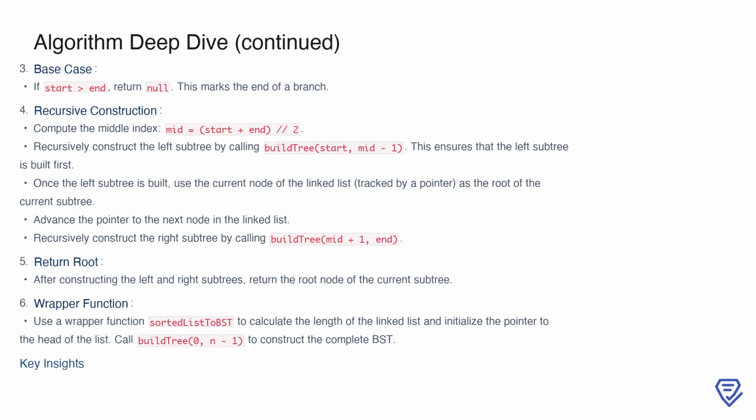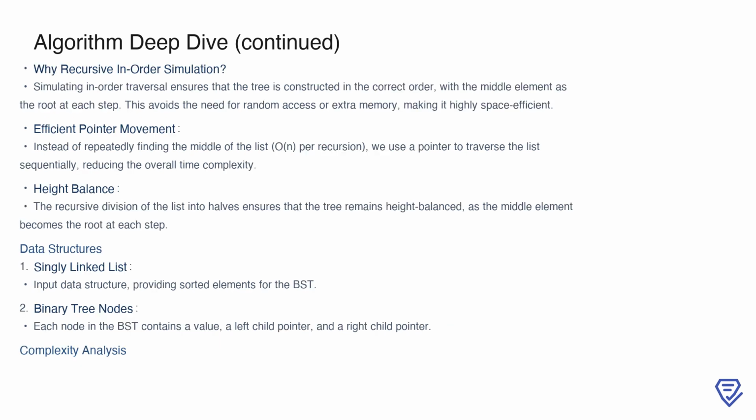To tie everything together, we use a wrapper function, sortedListToBST, which calculates the length of the linked list, initializes the pointer at the head, and calls the buildTree function with the range from 0 to n-1 to construct the entire BST. The reason we use a recursive in-order simulation approach is that it allows us to construct the BST in the correct order while maintaining efficiency.